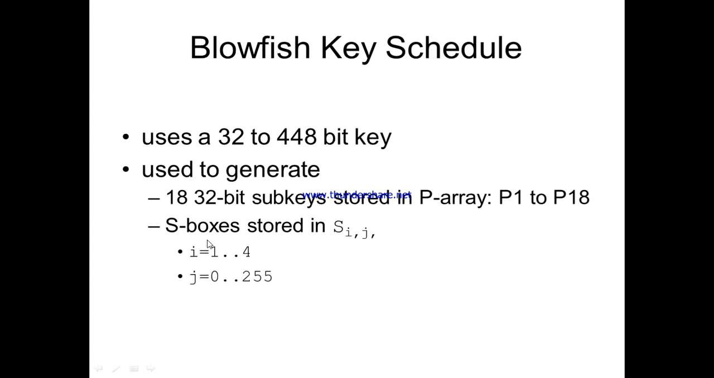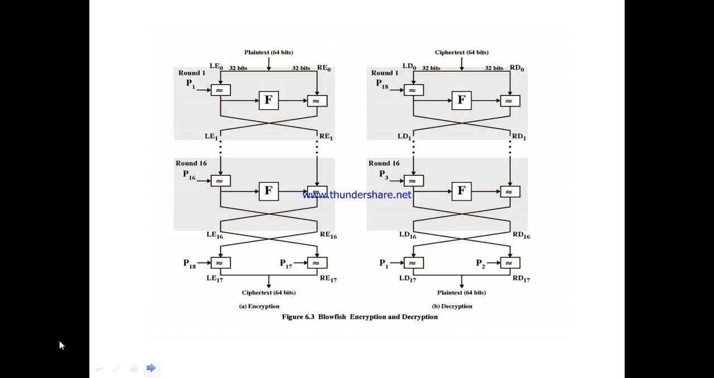IDEA does not use the S-box concept, but Blowfish uses S-boxes. S-box means substitution box. That substitution box is an array Sij, where i is the row index and j is the column index. You have 4 rows and 0 to 255 columns. So that is S i, j. Now coming to the block diagram of the Blowfish encryption and decryption algorithms.